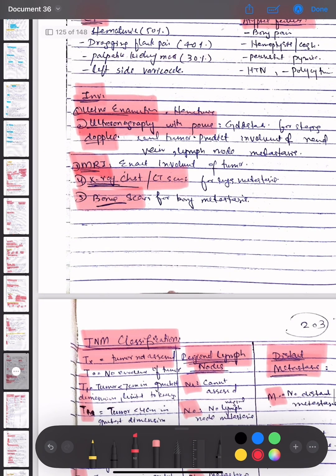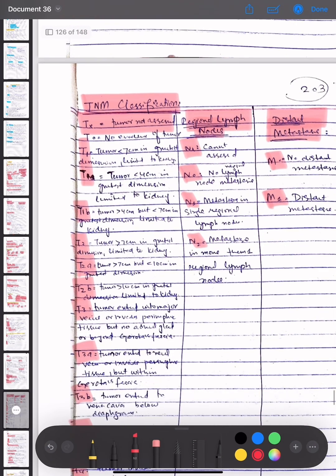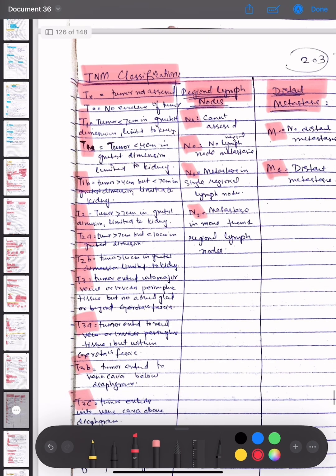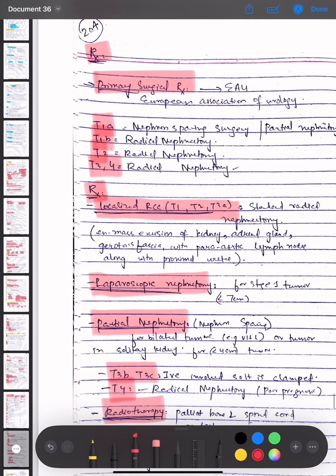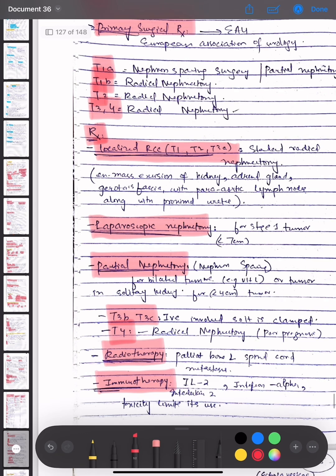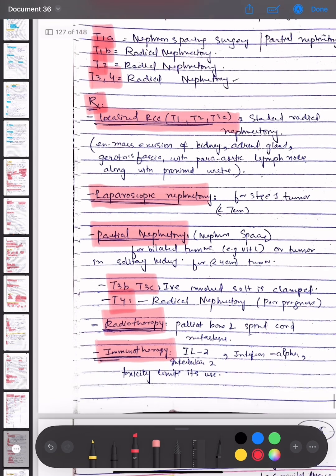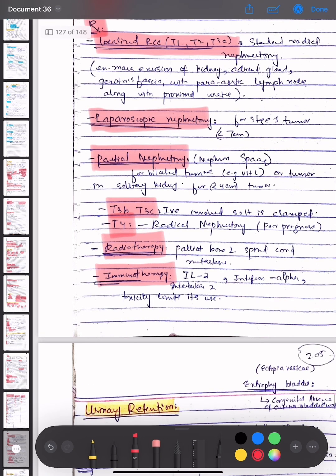Ultrasonography is the standard. The TNM classification covers the tumor, regional lymph nodes and distant metastasis. Then the treatment options: primary surgical treatment, and T1a, T1b and T2 for the different classes of tumor. Then the treatment options for localized renal cell carcinoma: laparoscopic nephrectomy, in which cases partial nephrectomy, in which cases radiotherapy, and then immunotherapy.